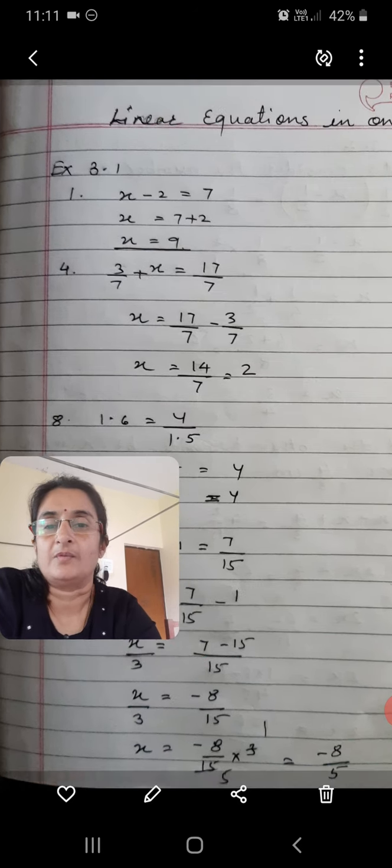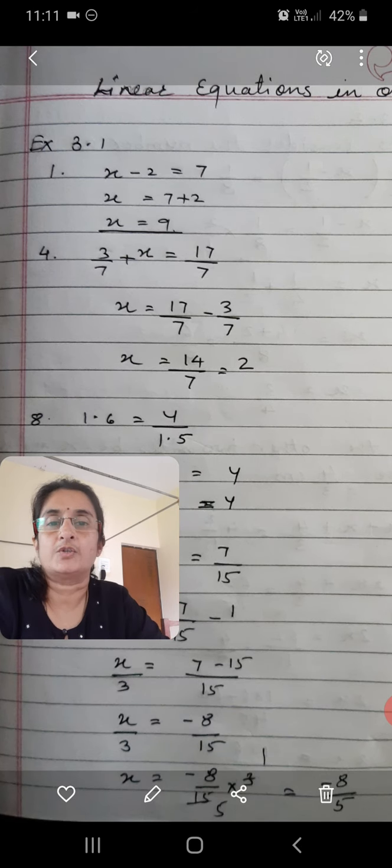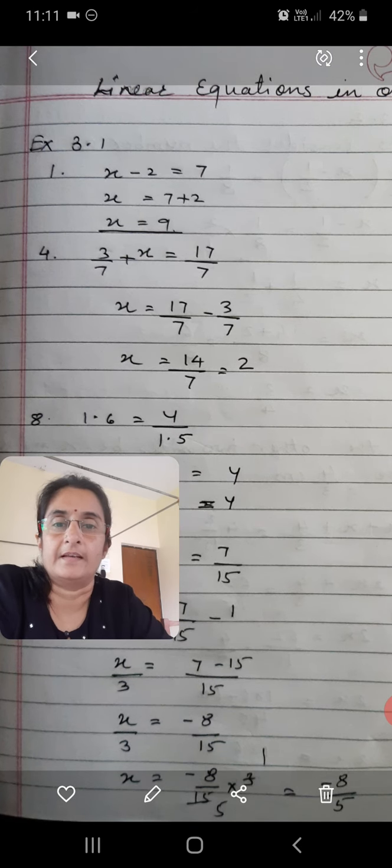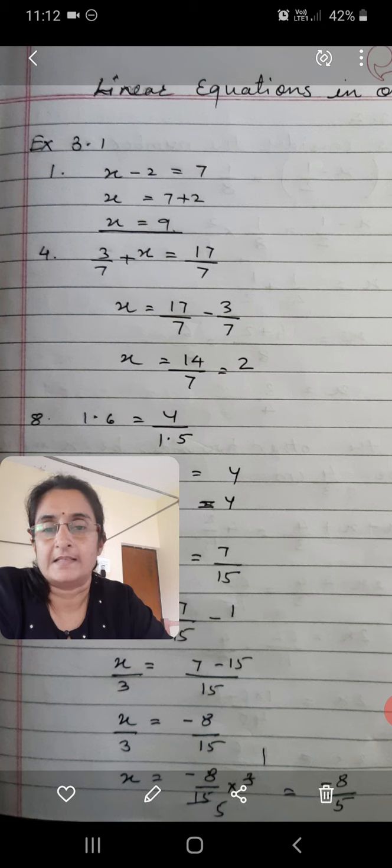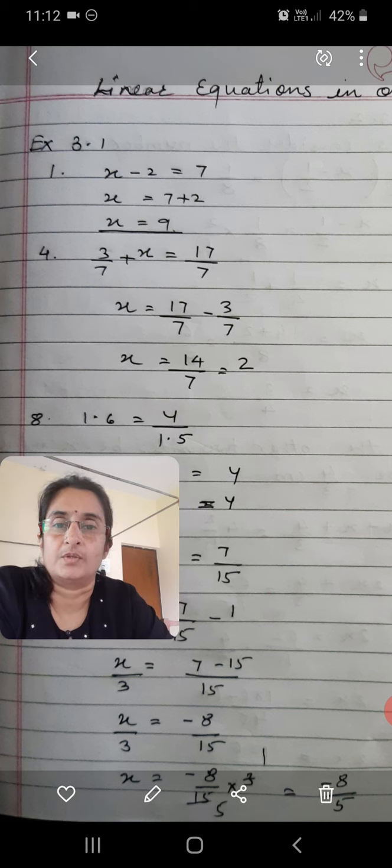First example of that is x minus 2 is equal to 7. So on the left hand side x minus 2 is there, and on the right hand side 7 is there, and there's an equal to sign between them. So what does that mean? The left hand side and right hand side are equal. Now here we are going to use the transposition method. So how are we going to solve the equation? x minus 2 is equal to 7.